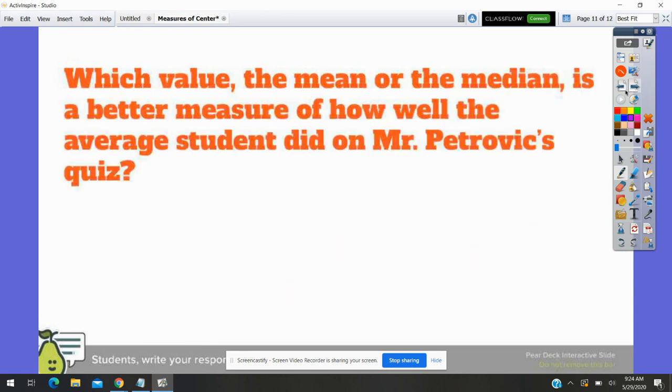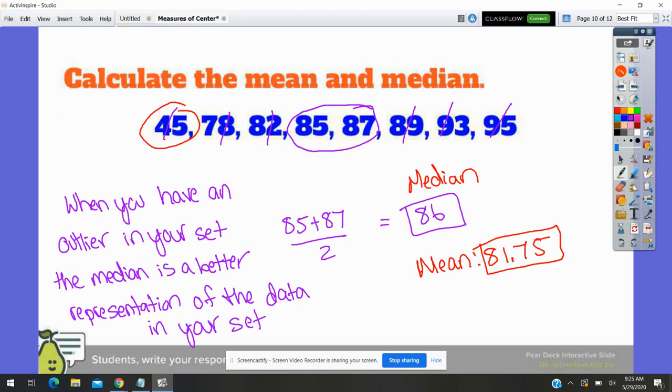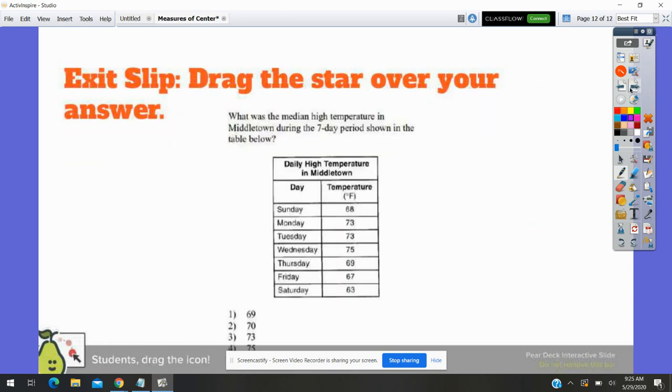It says, which value, the mean or the median, is a better measure of how well the average student did in Mr. Petrovic's quiz? So like we said before, the median would be a better representative because most of the kids did well. Just this particular student who got the 45 brought that average down. Okay, now if you have any further questions about this lesson, please let me know for the exit slip.